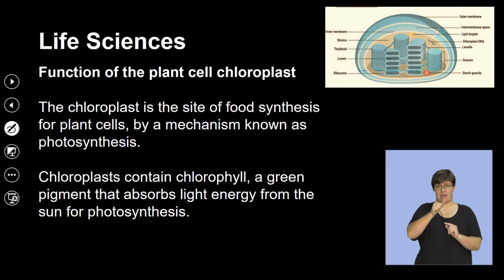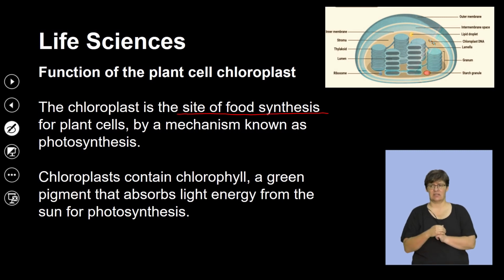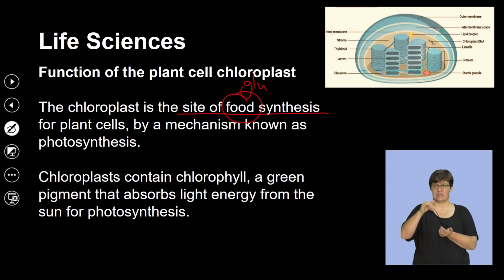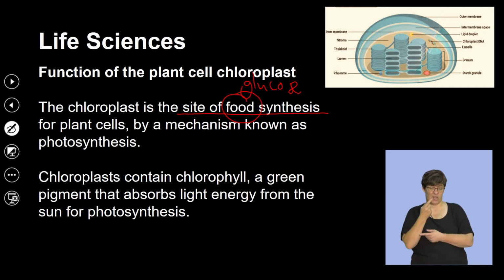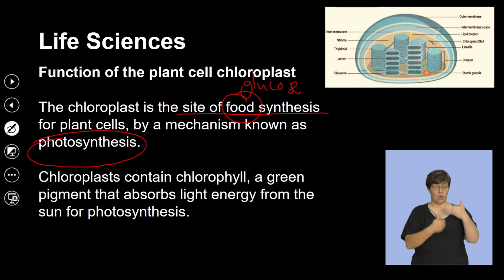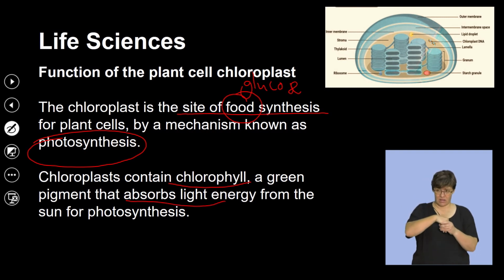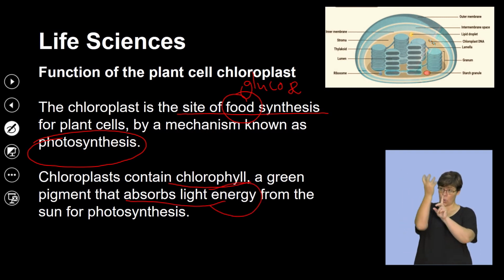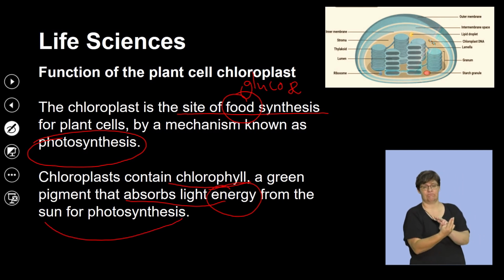The function of the chloroplast in plant cells is that it is a site for protein synthesis, for food synthesis. When I mean food, I mean glucose, and that is the material that is produced by the cell. So it's a carbohydrate, and that process is known as photosynthesis. And so they contain a pigment called chlorophyll, which is crucial to the absorption of light and conversion of that light energy into chemical energy.